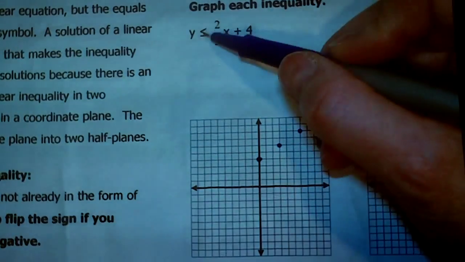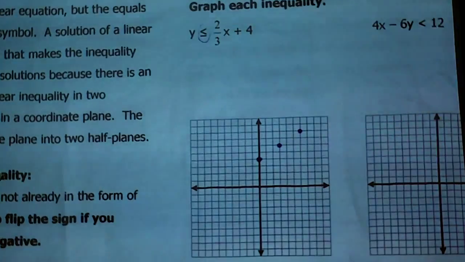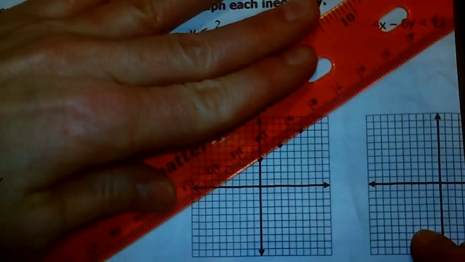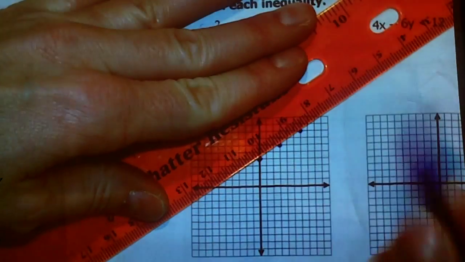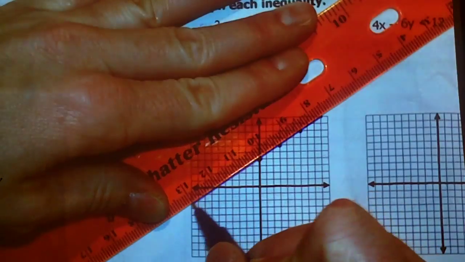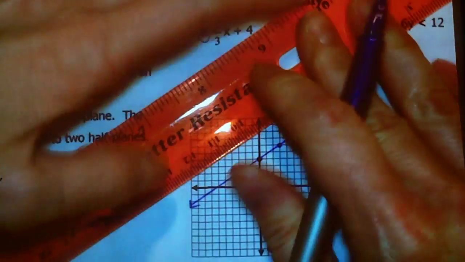Now, notice that this is less than or equal to. So that means my solution can be points on this line. So I'm going to get my ruler and I'm going to make a nice solid line all the way across your graph.